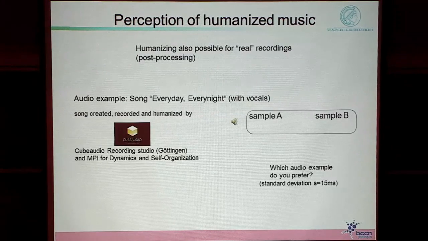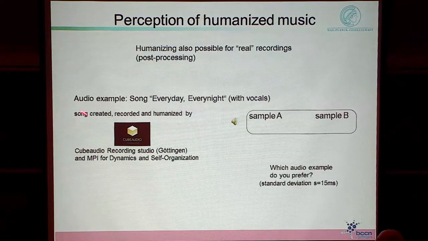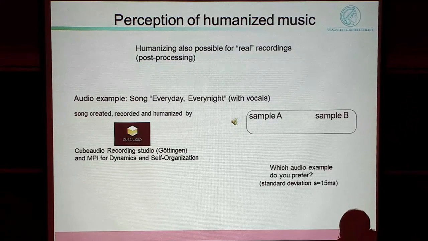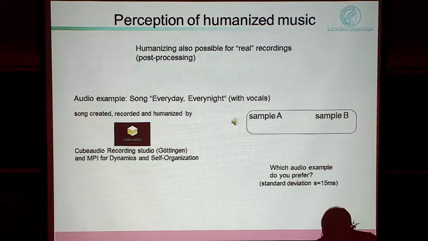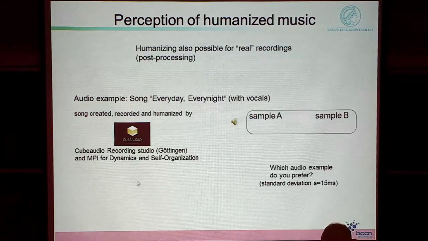Okay, real recordings. What we did is we got a local recording studio that created a song for us, recorded it, and humanized it. The song is Every Day, Every Night. And the singer was not humanized, only the rhythm section. And we played this to test persons. And let me play it to you.